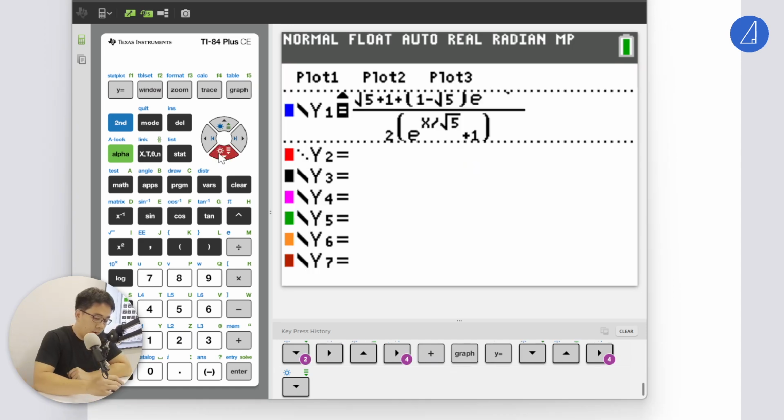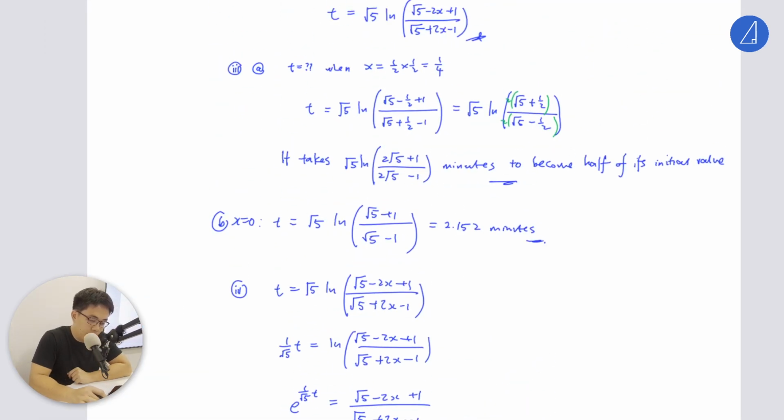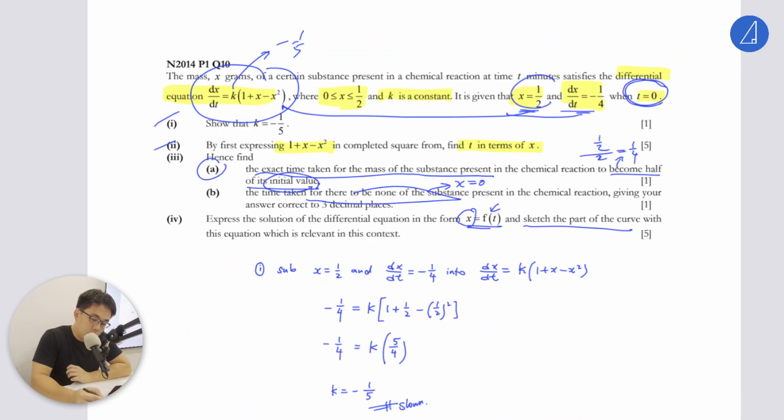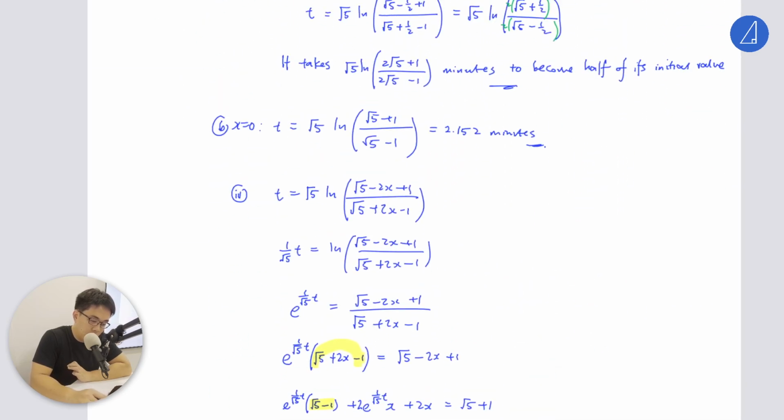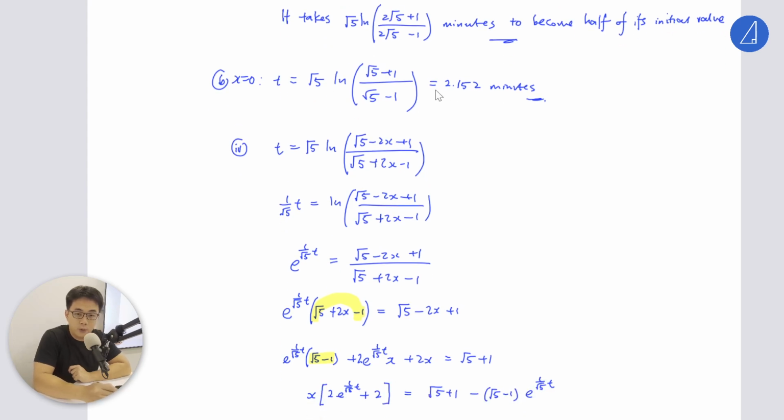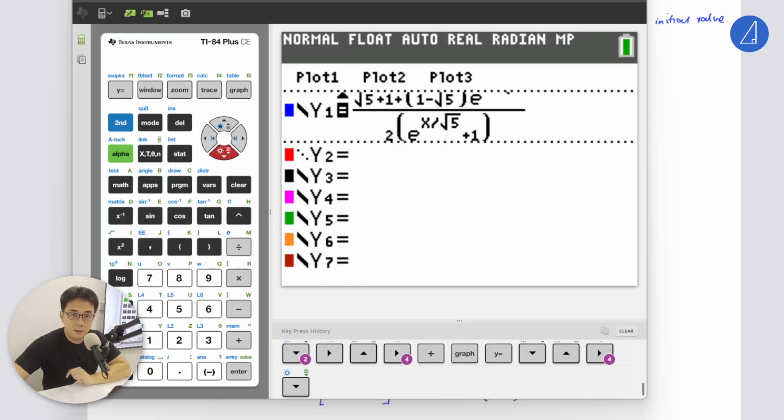In the context of the question, you know that initially it was half, right? Then it will empty out at this value here. It says that it will finish, taking about 2.152 minutes. So when you look at your GC, it starts, then it just decreases. In the context of this question, you only look at this region here.